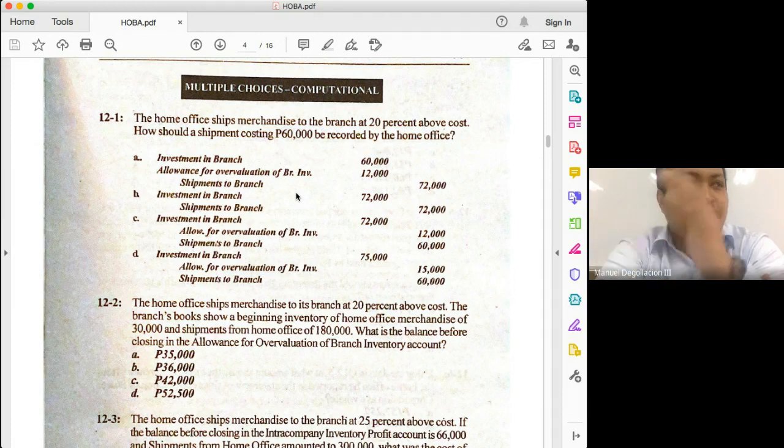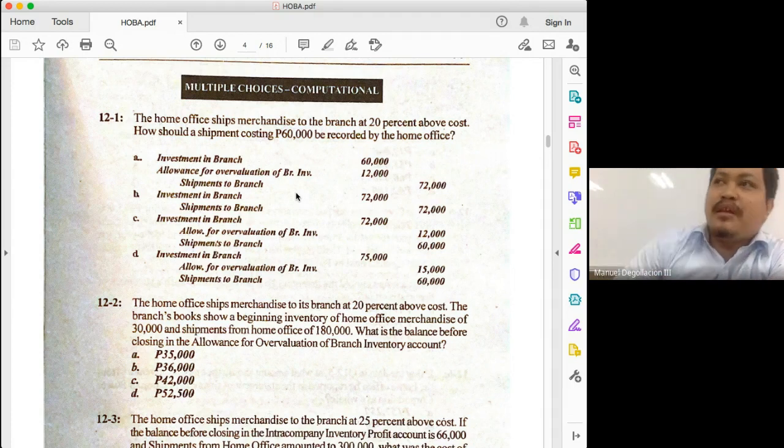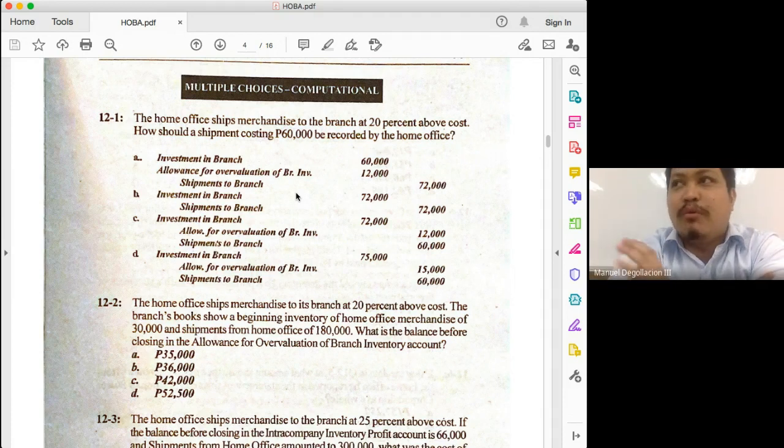In the previous chapter, the billed price was always at cost. In this problem, in most instances, the shipments made by the home office will now include a markup. So our billed price will include the markup.